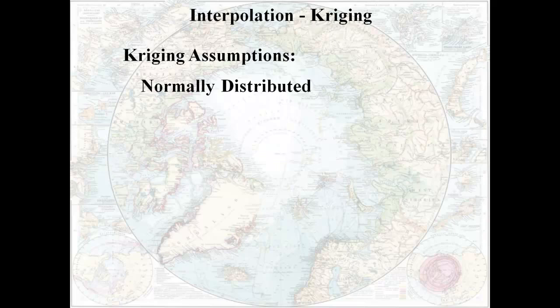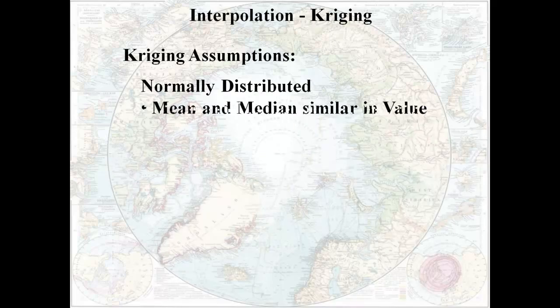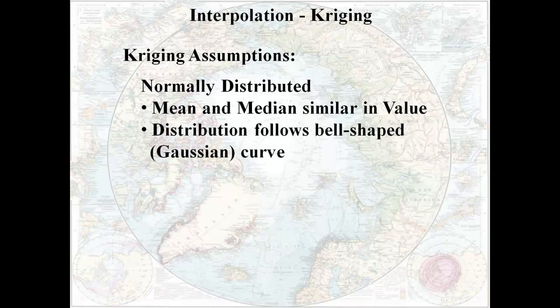Normally distributed, I talked about that in the last video. So what does that mean? That means the mean and the median are similar in value. The distribution follows that bell-shaped curve, right? And it has the right size tails, so it has the right size kurtosis, and it's not skewed. It's not leaning one way or another in terms of long tails sticking to the left, which would be negative skew, and to the right, which would be positive skew.